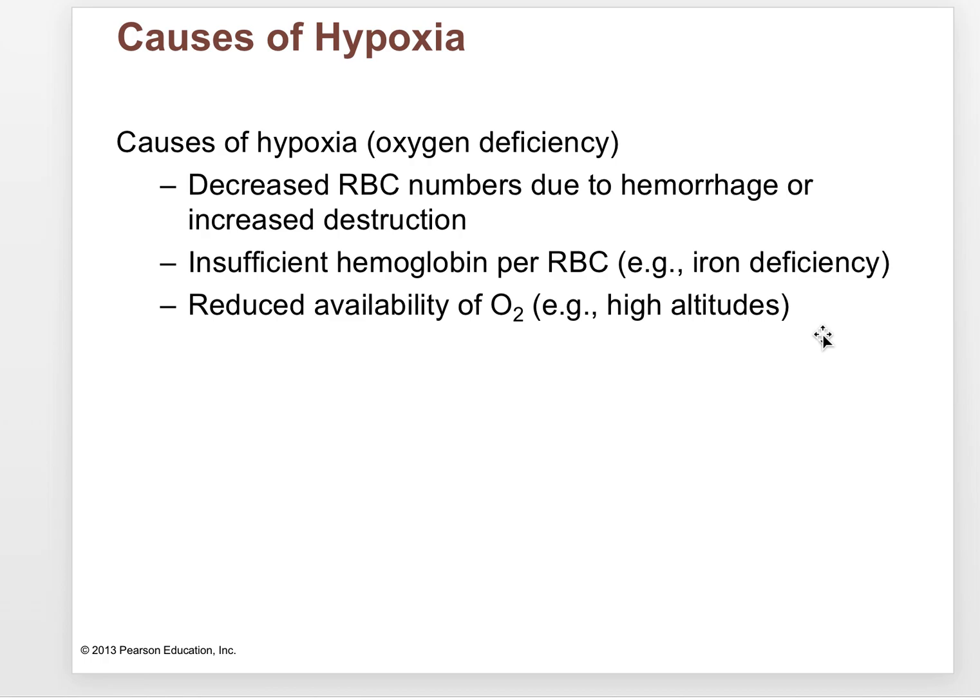Oxygen deficiency is hypoxia. There's different causes of hypoxia. It can either come from decreased red blood cell numbers due to hemorrhage or increased destruction. It can be hypoxia due to insufficient hemoglobin per red blood cell, such as iron deficiency, or it could be reduced availability of oxygen, such as in high altitudes. So each of these can result in hypoxia.